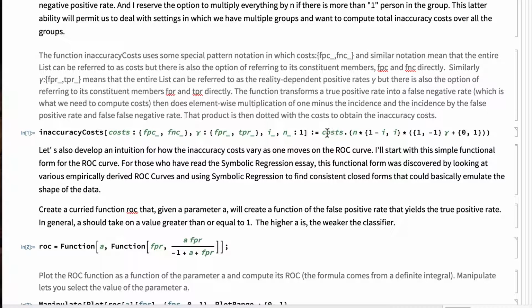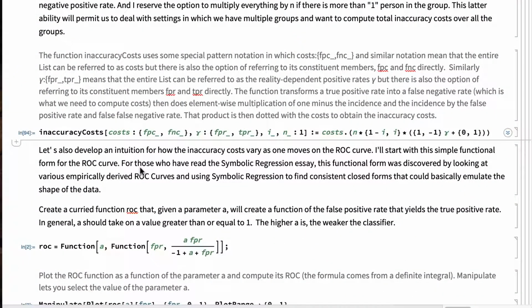So we compute that as a dot product. It's the costs, that's FPC and FNC, multiplied by the number of people who are false positive and false negative. Here's our incidence vector, and this little piece of code is designed to turn the true positive rate into a false negative rate. That's what's going on here, and so that's our formula.